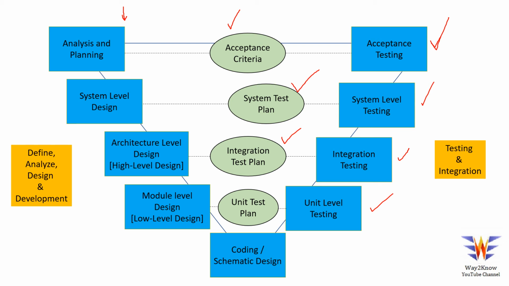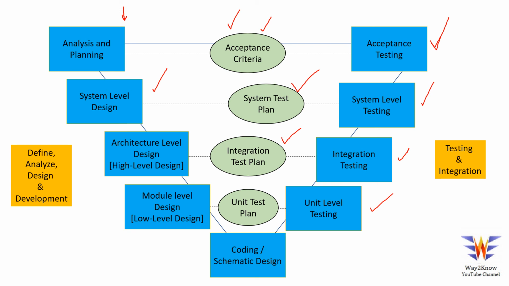One main point to note here is that everything is done by documentation. For example, in analysis and planning, you must have an acceptance criteria document. If you have a system level design, you must have a system test plan. If you are in architecture level design, you must have an integration test plan. So every level should be produced and completed, and its completion criterion is a documentation output. So a strong focus on documentation is what we can say about the waterfall model.